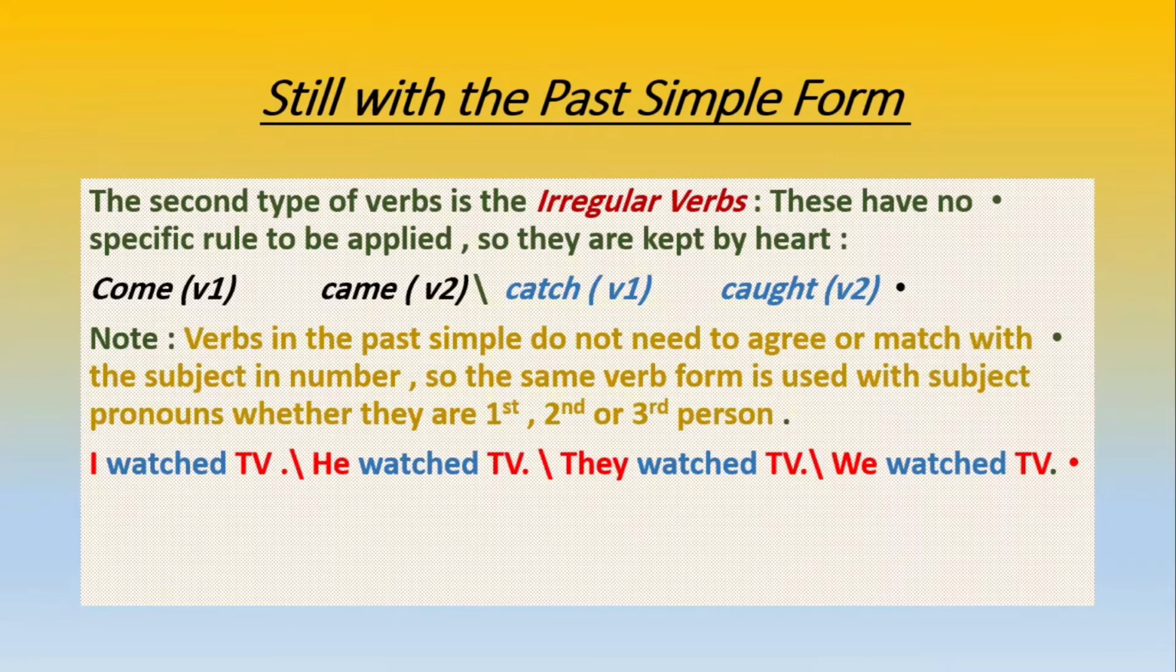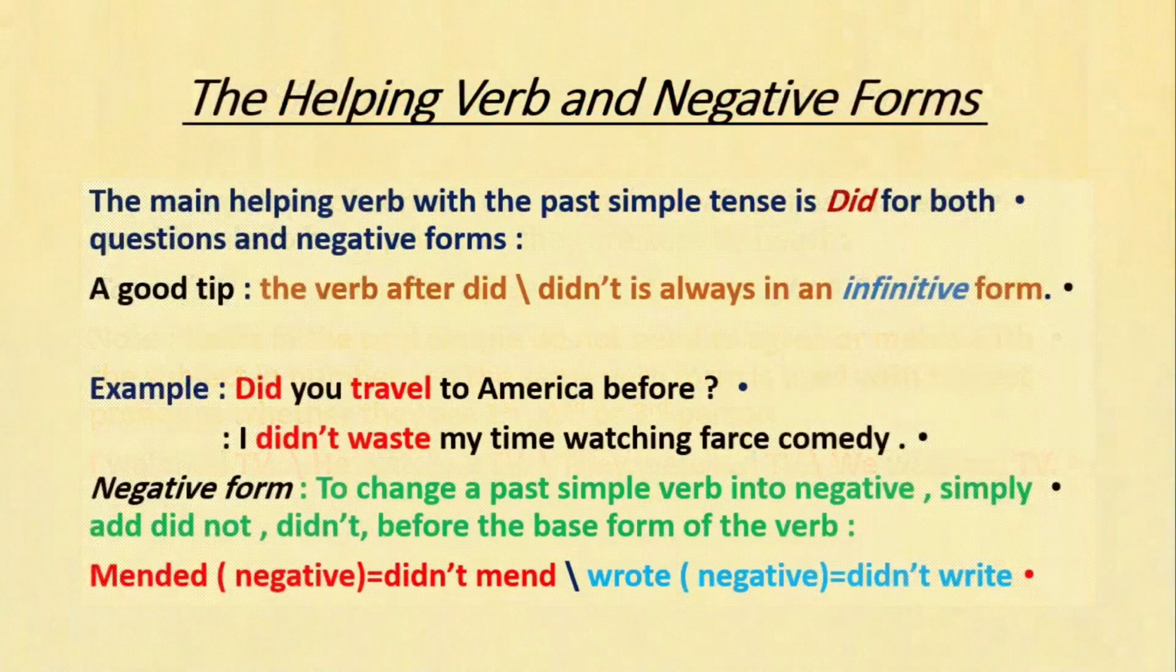So the verb in the past simple does not have to match or agree in number with the subject that precedes it. That's to say, whether the subject is singular or plural, first person, second person, third person, it doesn't matter. The verb is still the same. The verb still has one shape.